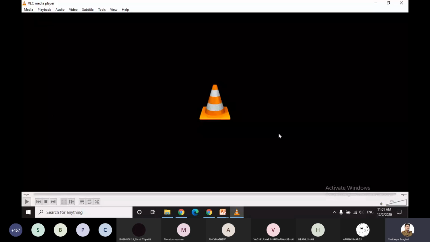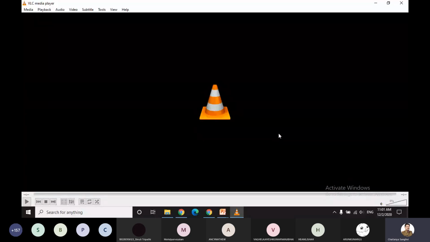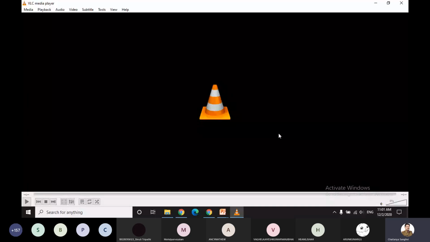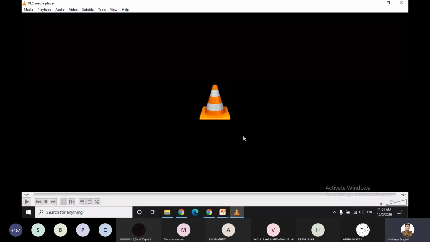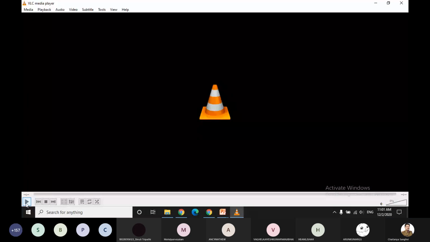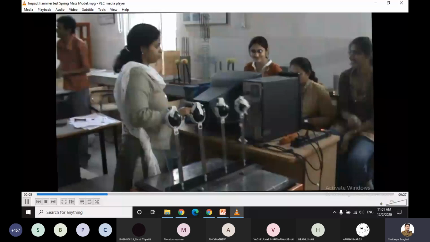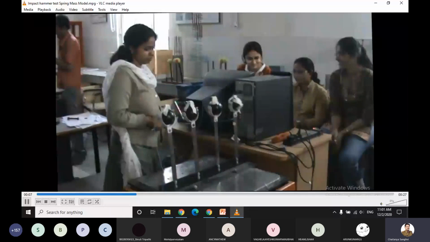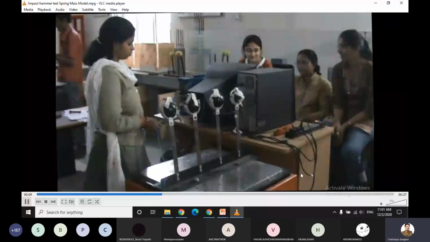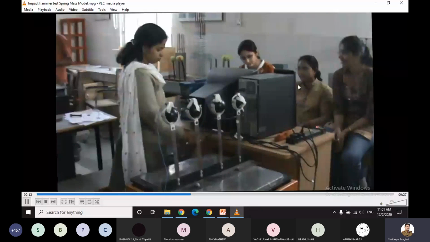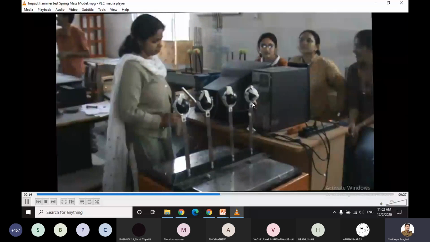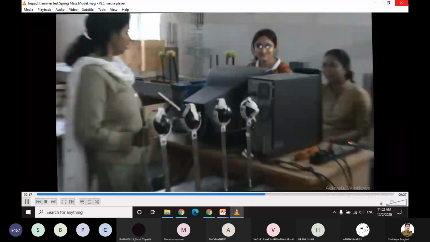One is the natural frequency of the building. The second is the natural period. Natural frequency and natural period are the inverse of each other. And the third is the damping, right? So again, I'm repeating this experiment. This is the impact hammer test, where we disturb the system by applying an initial velocity. There is no initial displacement, but initial velocity is there. And then we measure the frequency of vibration and the damping present in the system, right? This is what we are doing.